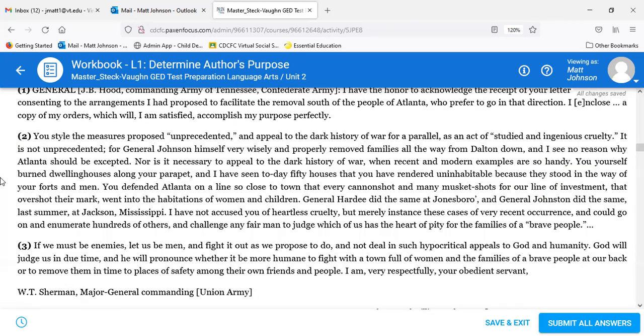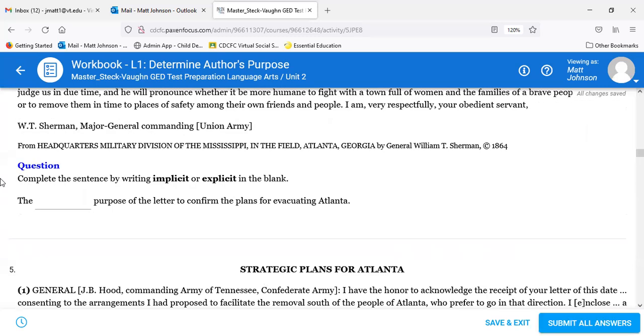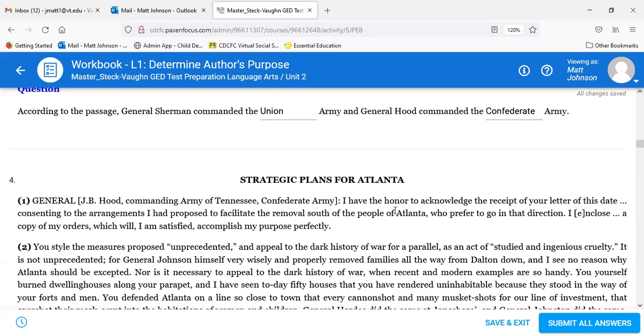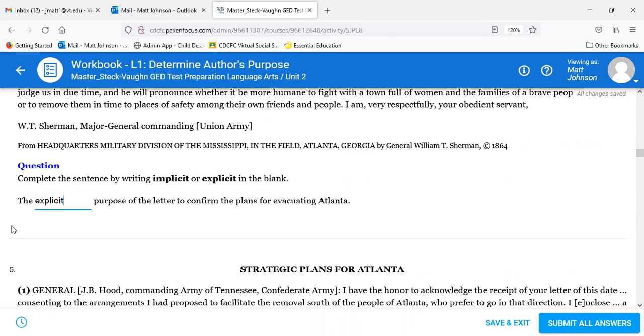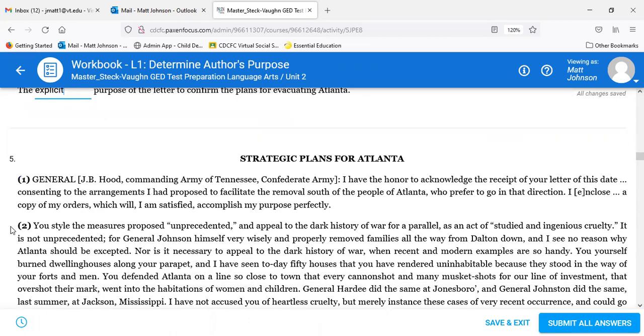And then secondly, we have to think of what the implicit and explicit ideas are here, right? So the blank purpose of the letter is to confirm the plans for evacuating Atlanta. So evacuating Atlanta, is that the implicit or explicit idea here? Explicit. That is the explicit goal in the letter. Okay. That is why he's writing. That's what he leads off with, right? The removal south of the people of Atlanta. Explicit. Okay, so number 4 is explicit.